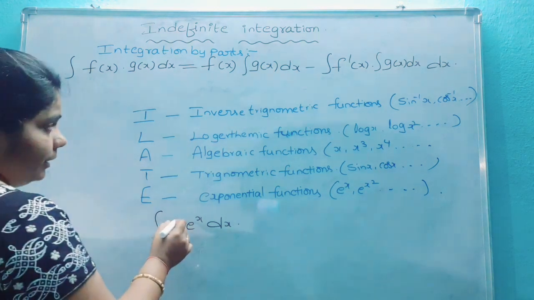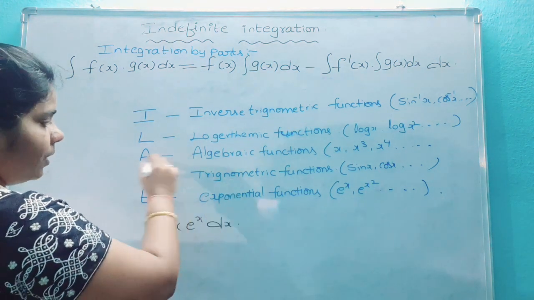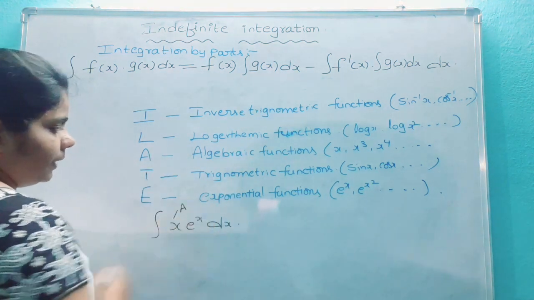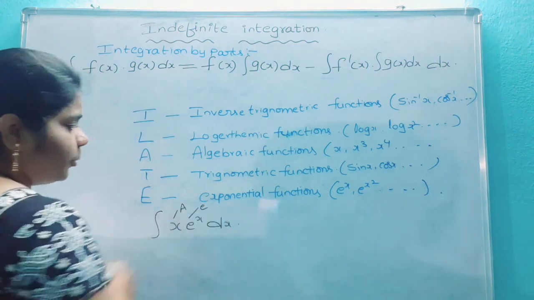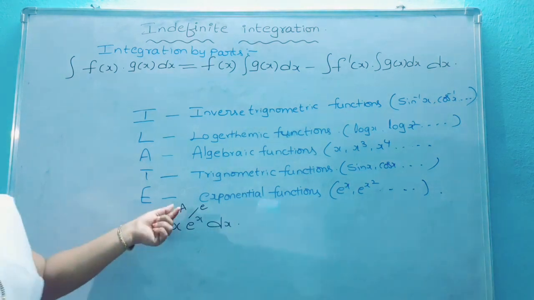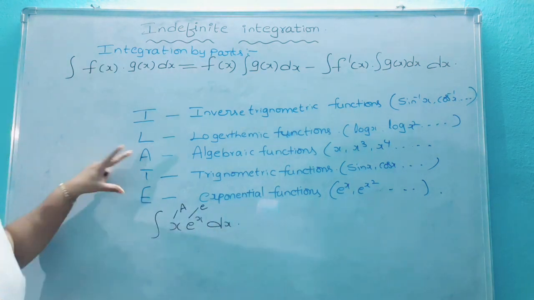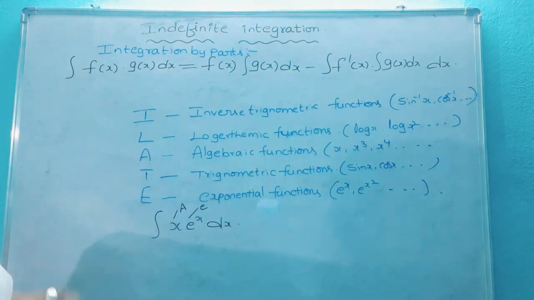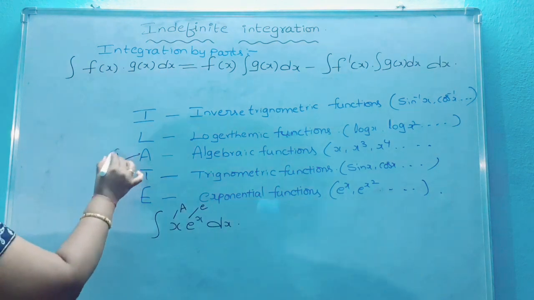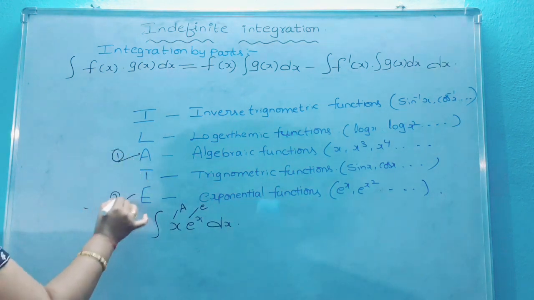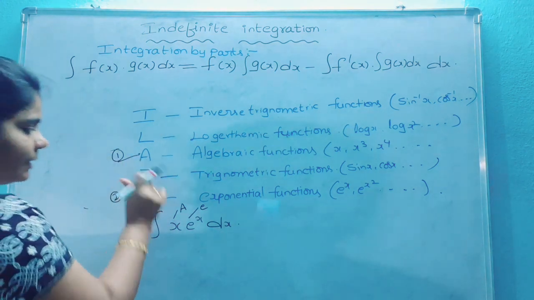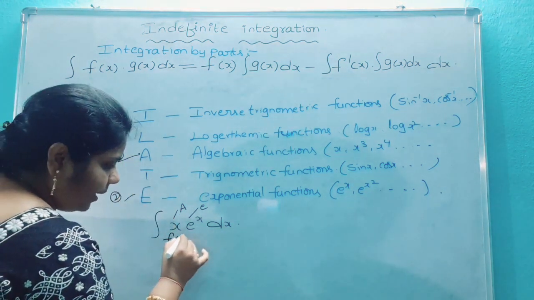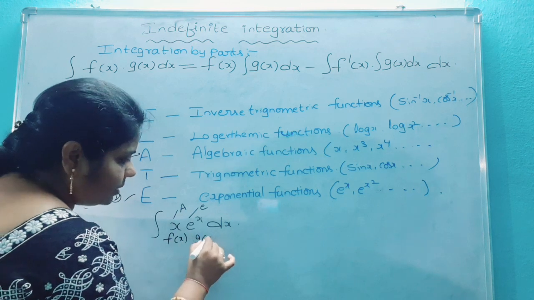x is what? Here x is an algebraic function. E power x means exponential function. In this algebraic and exponential pair, algebraic is the first position, exponential is the second position. So take the algebraic function as f of x and the exponential function as g of x.